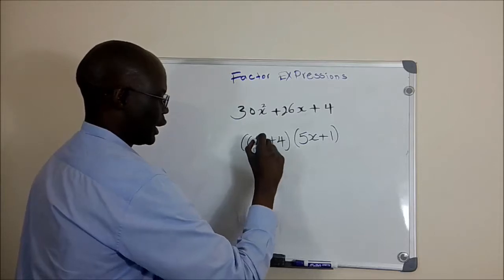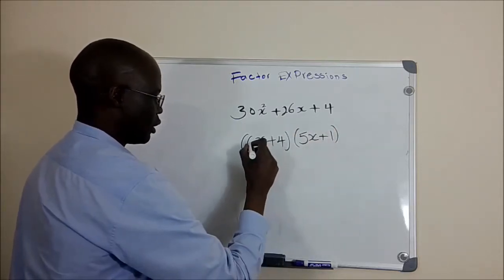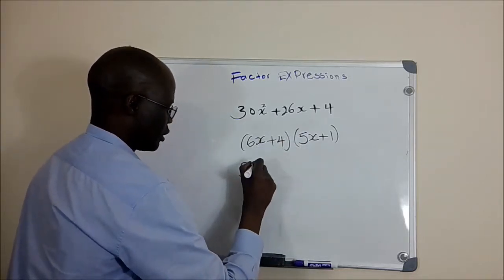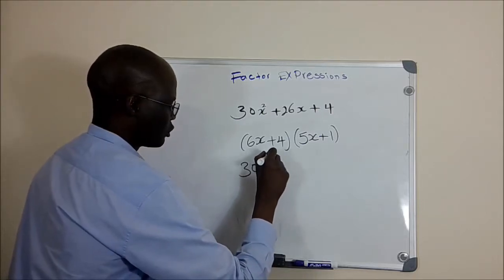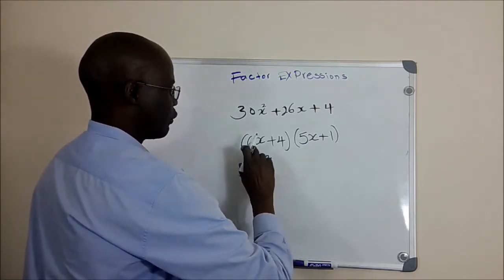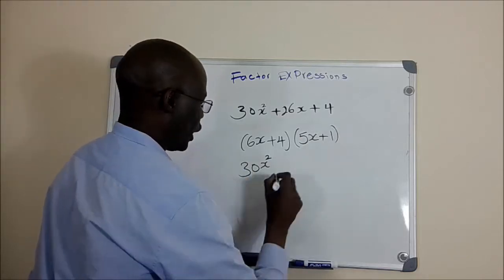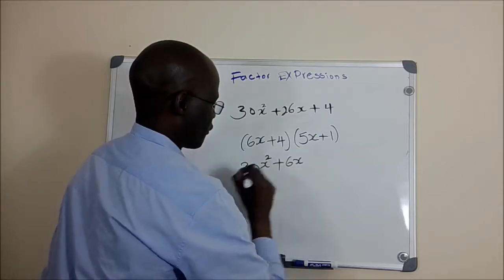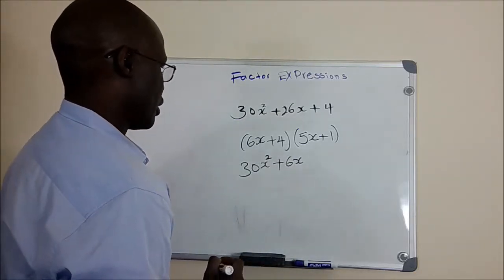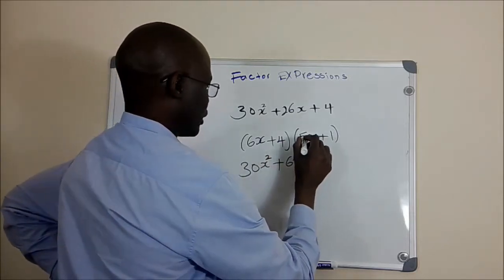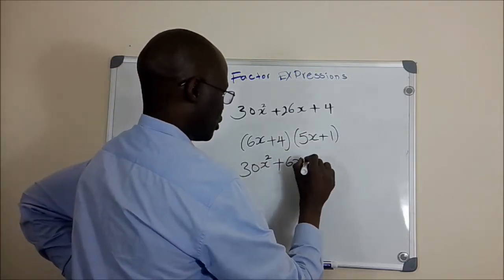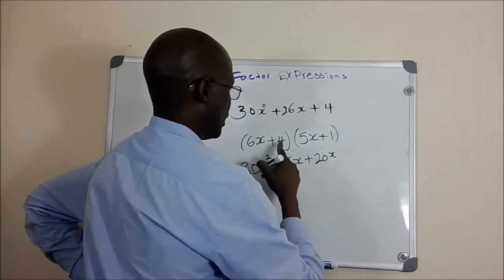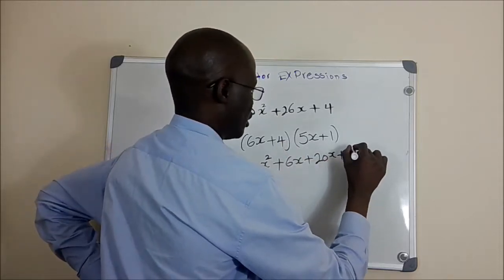So we know x times x is x squared. 6 times 5 is 30, so it should be 30x power 2. And 6 times 1, it should be 6x, and 4 times 5x, it should be 20x. 4 times 1 is 4.